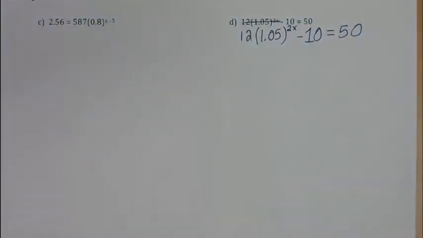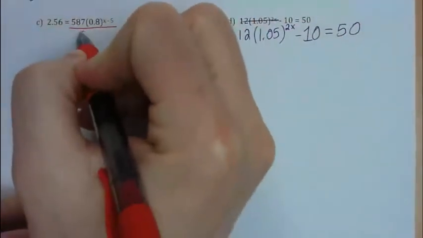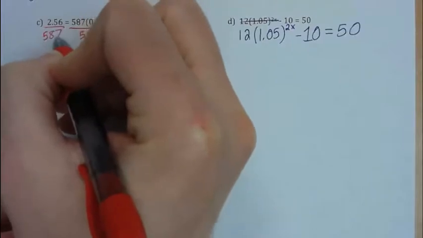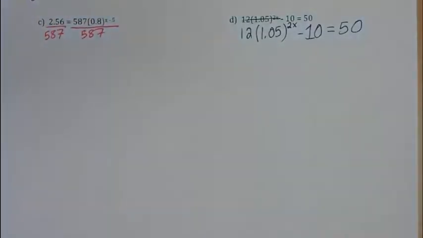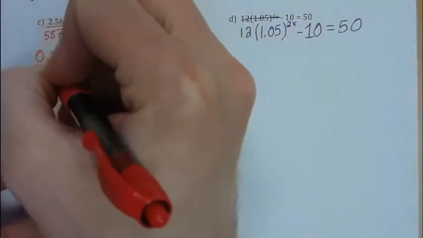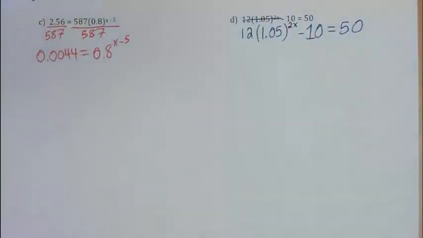So the first step, dividing by 5.87, is the same. So we'll write that in there. Divide by 5.87 on both sides. So 2.56 divided by 5.87 is 0.0044. 0.0044 equal to 0.8 to the power of x minus 5.